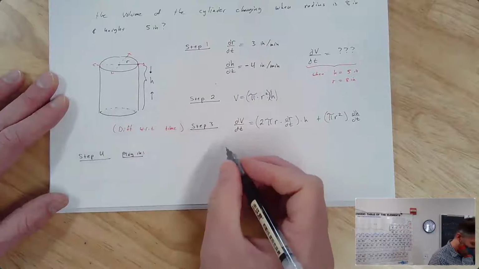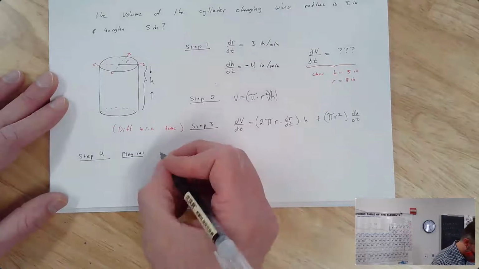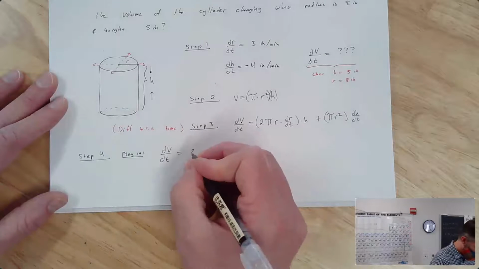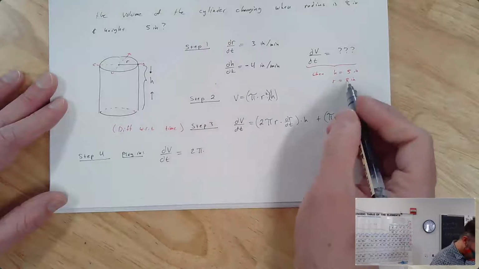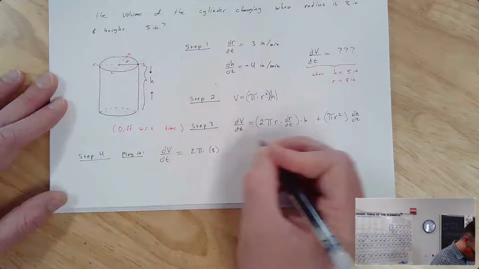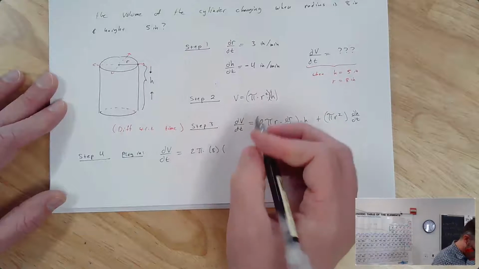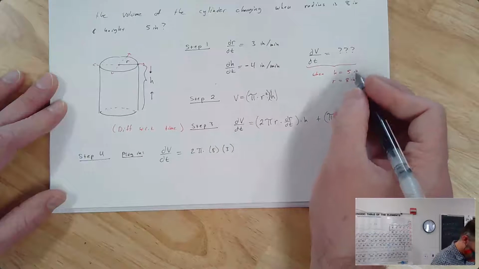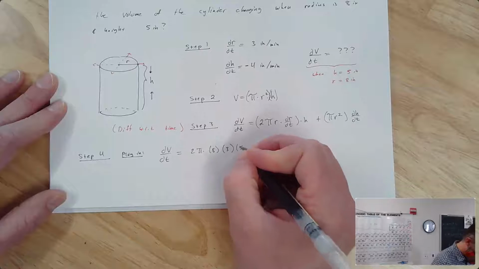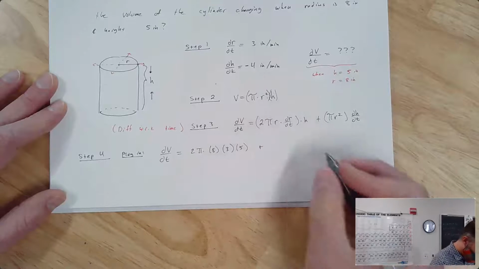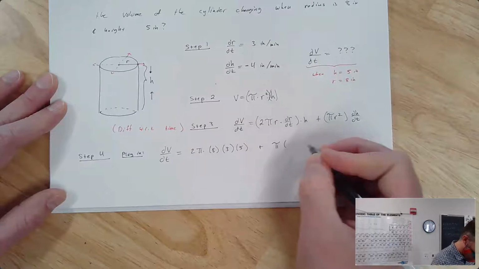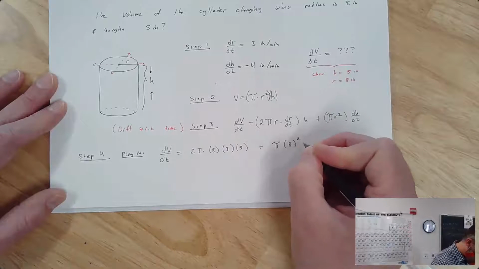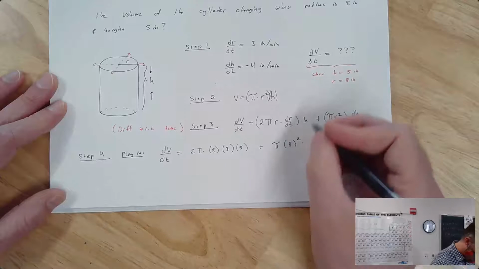So let's see, I want to solve for dV/dt. dV/dt is going to equal 2 times pi times the radius, which is 8 inches, times dr/dt, which is 3 inches per minute, times h, which is 5 inches, plus pi times r squared, which is 8 inches squared, times dh/dt, which is negative 4 inches per minute.